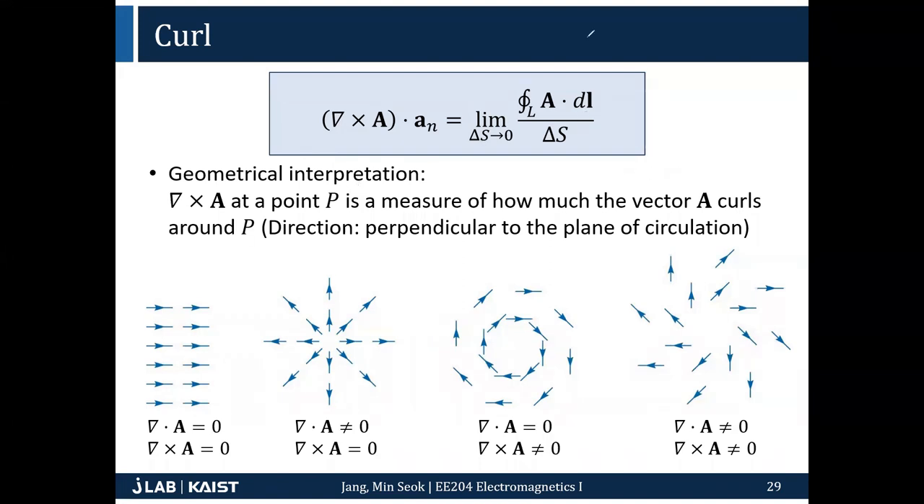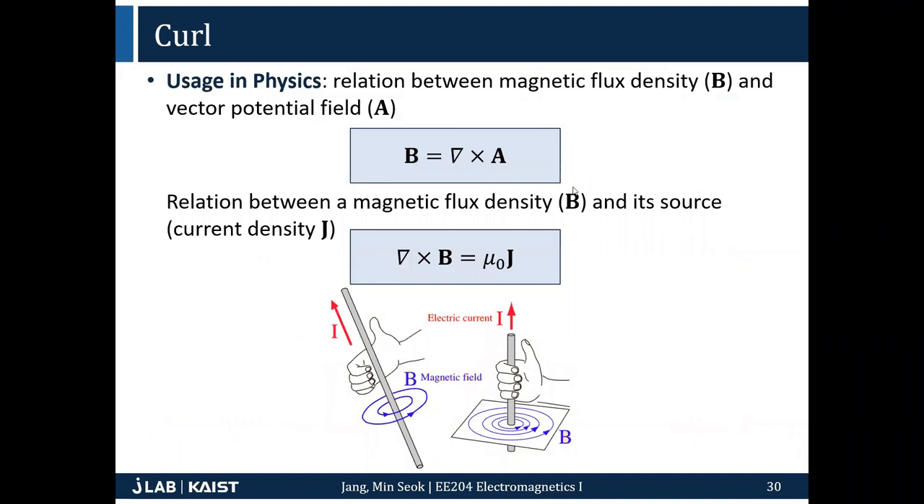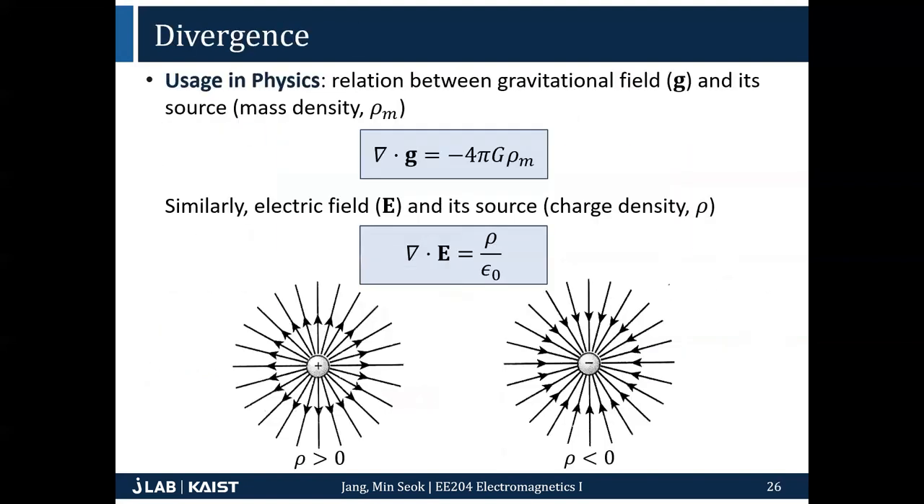Okay, so how do we use curl in physics? If you look at the usage in physics, especially in electromagnetism, curl connects the magnetic vector potential to the B field, the magnetic field. But more importantly, curl also connects the B field to its source, which is current. The difference is that the source of the electric field is charges, and the electric field is generated in a diverging manner, like in this figure.